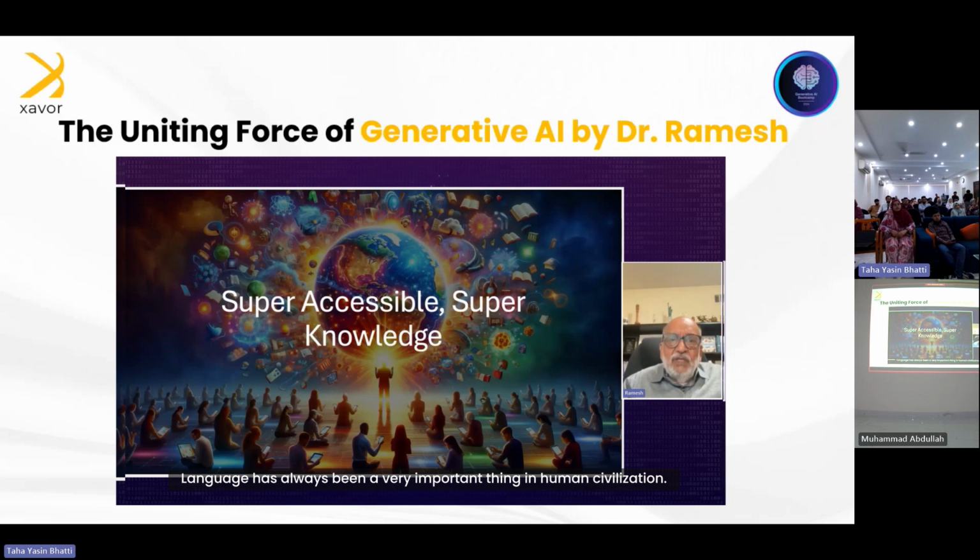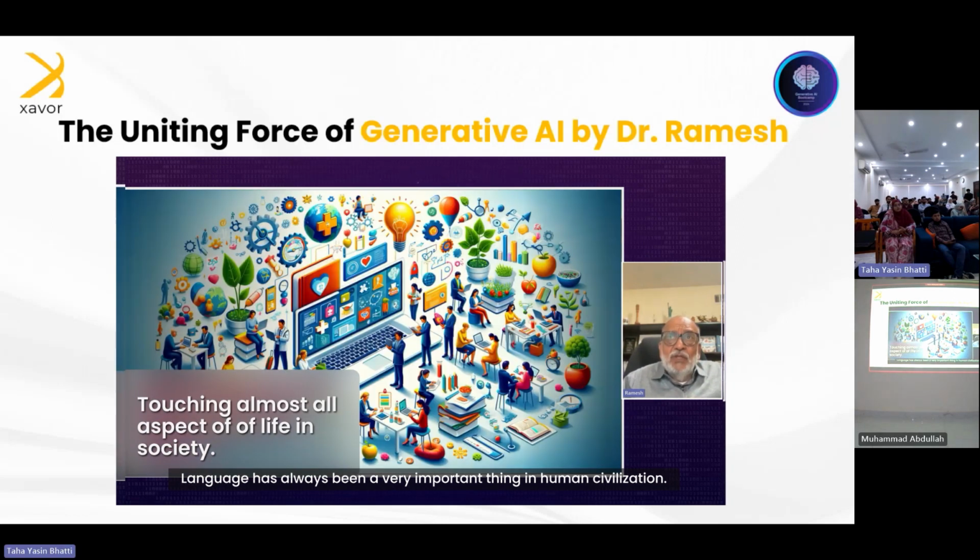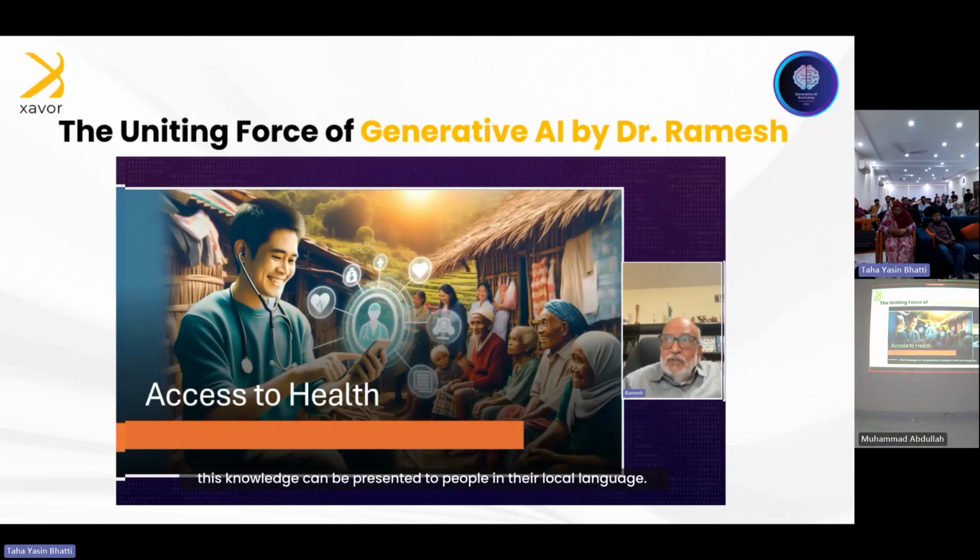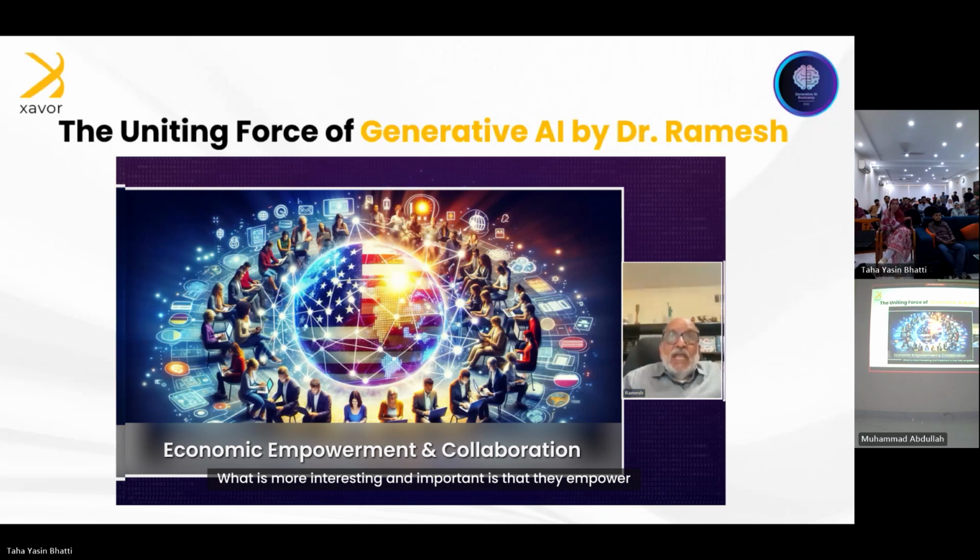Language has always been a very important thing in human civilization. Now we have a vast ocean of knowledge that gives us insights to solve all kinds of problems. Moreover, this knowledge can be presented to people in their local language. You can use this for agriculture or for healthcare in any part of the world. LLMs are not just about sharing information, they are about democratizing empowerment. They enable new ways of solving problems. What is more interesting and important is that they empower economic development and collaboration.